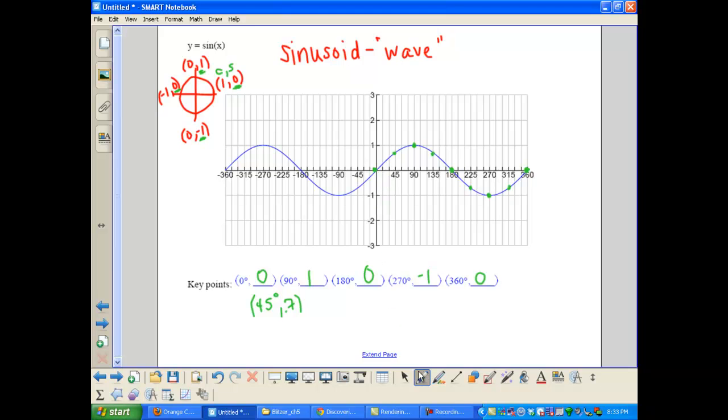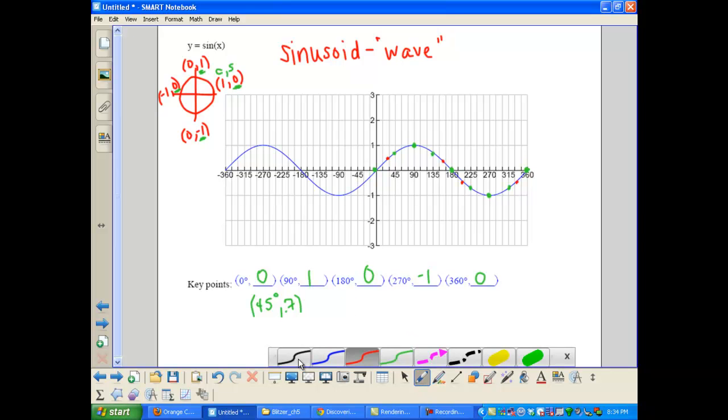If you prefer, say, the 1/2s, sine of 30 is 1/2, so there's one, there's a 30. There should be another 30 over here at 150, and so on. So if you really want to plot some more points, you certainly can. And I don't know, maybe your graph will turn out better than mine. I think mine's pretty good.